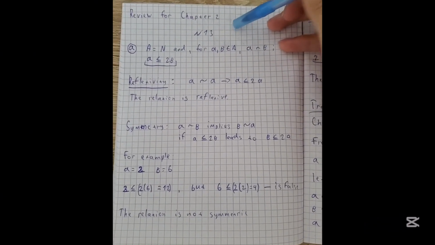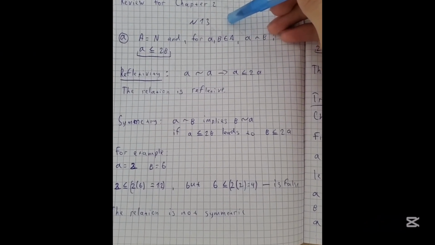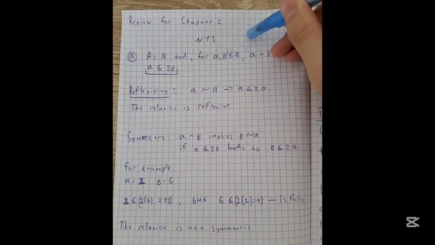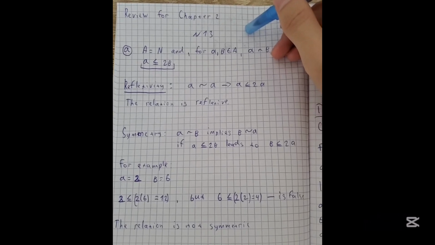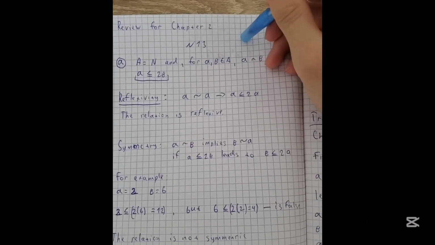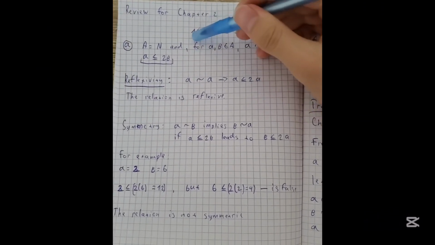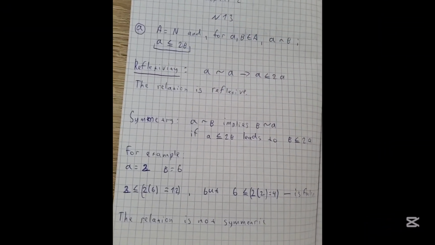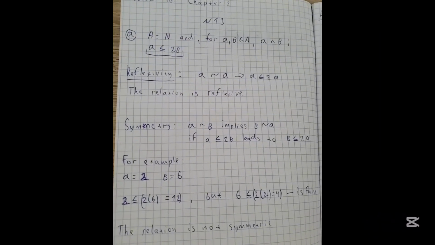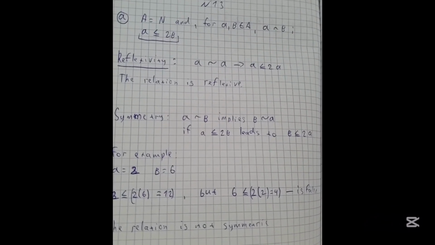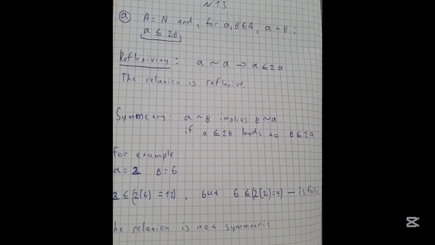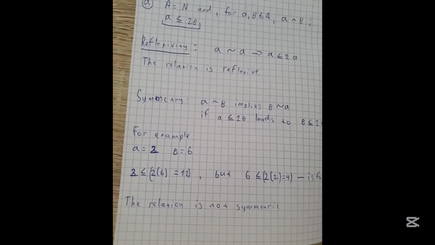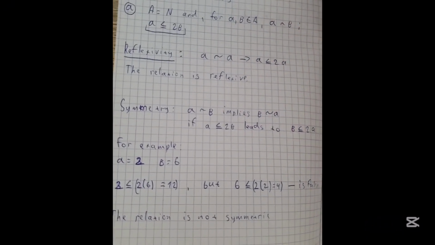Review part of chapter 2, exercise 13. In this exercise we have to determine whether a relation is reflexive, symmetric, antisymmetric, transitive, or if it's an equivalence relation or partial order on A. So in part A, we can see that A is the set of all natural numbers for which a and b belong to A, and the condition is a less than or equal to 2b.